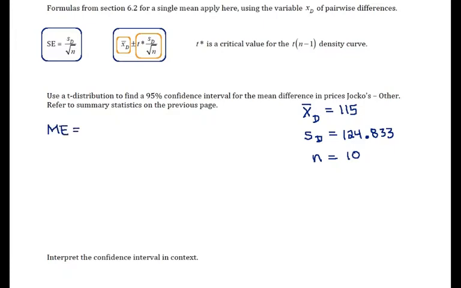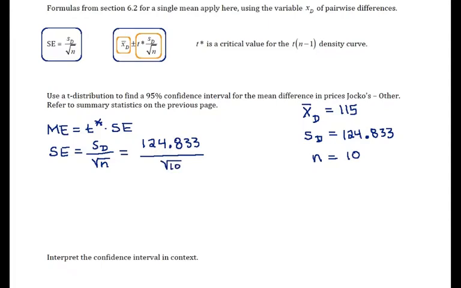The margin of error is going to be t star times the standard error, where the standard error is s sub d over square root of n. So my standard error is 124.833 divided by the square root of 10, which comes out to be 39.476 if I round it to 3 decimal places.